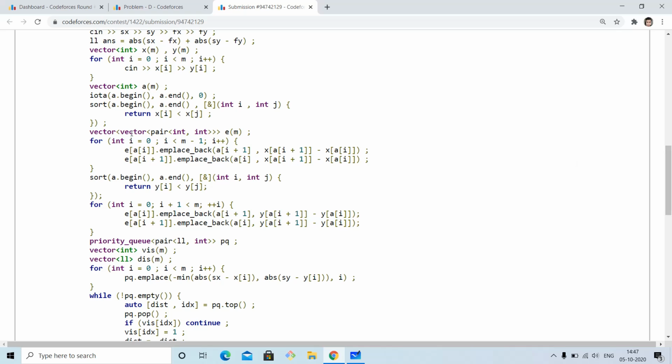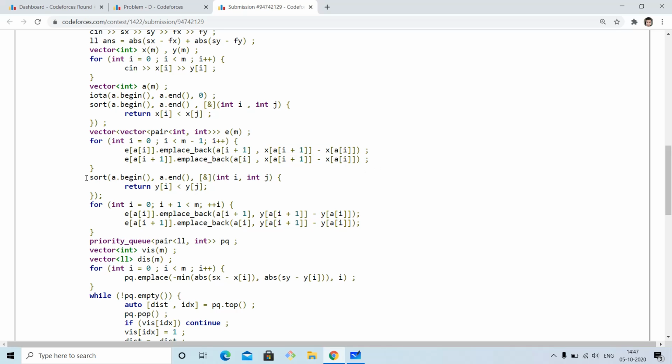So then what we're going to do is we have a vector of edges. The edges will have the properties of the from and to nodes, and also the weight of the edge. So in the edge we are putting this index a[i], and also the next index a[i+1], that is the neighboring index, and also the weight of the edge, which is x of index i+1 minus x of index i. Since these are undirected edges, we will connect vice versa as well.